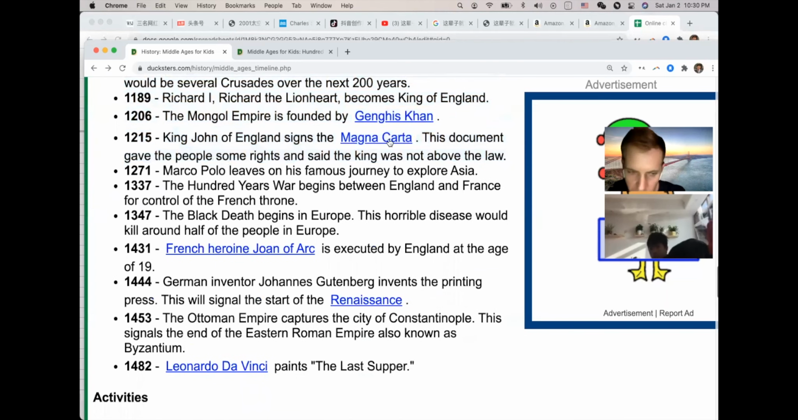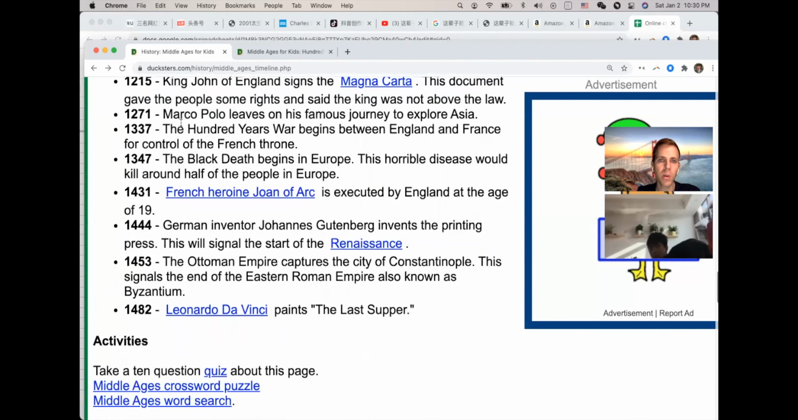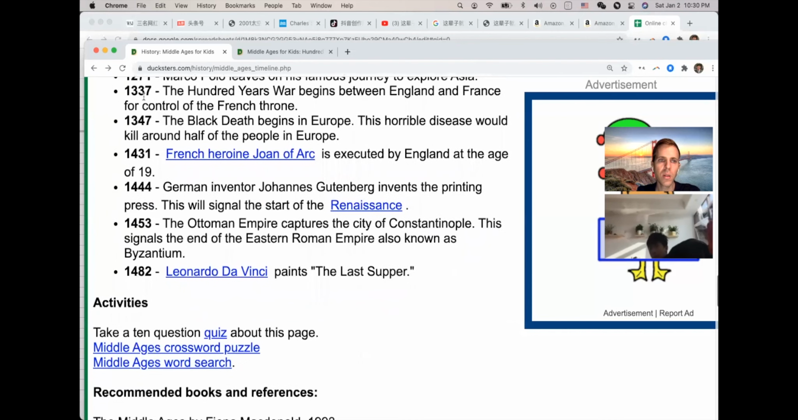This is a very famous thing, Magna Carta. If you come back to the US to go to school and take a history class in high school, you're going to hear more about the Magna Carta. So it's a very important event.